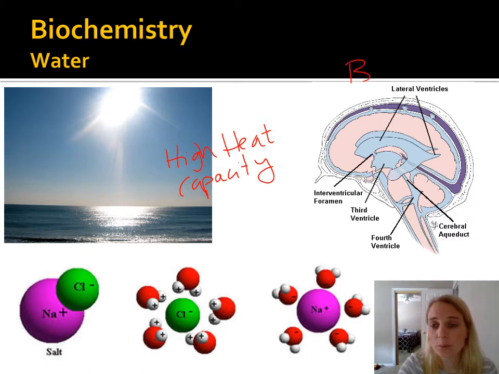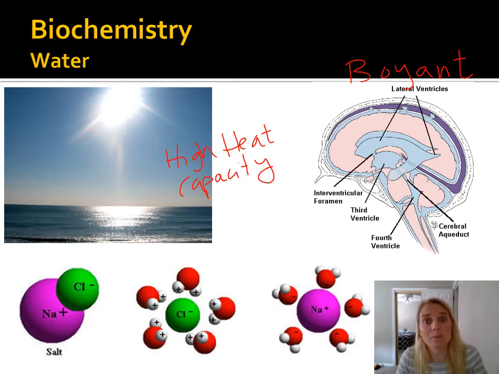This picture showing the brain: water is buoyant. It has a very low density compared to other things. And so, no, let me reverse that. It's got a higher density compared to similar sized molecules. And so things like your brain and cells floating in your blood can float and be buoyant in that, and that helps to protect one of your most important organs, which is your brain.